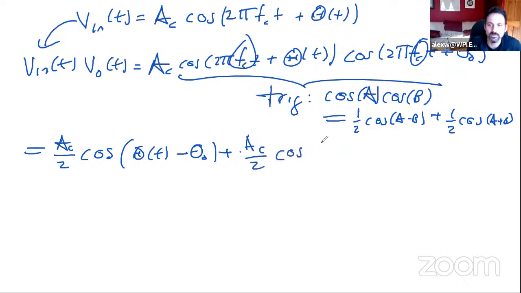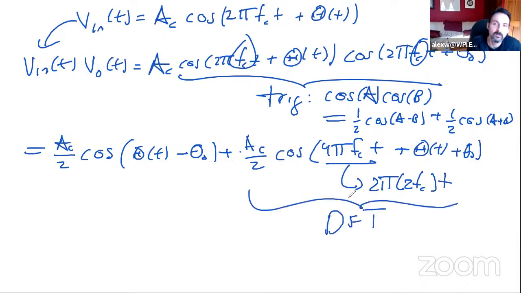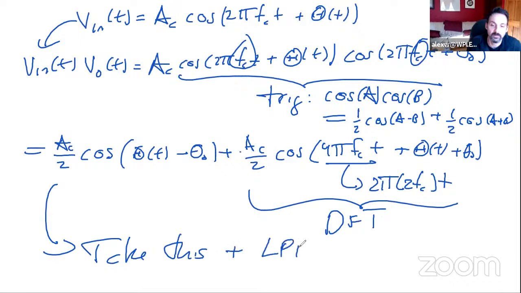And then the second one is going to be cos 4 pi t. This is already looking good. Plus theta t plus theta naught. This, remember, is equal to 2 pi 2 fc. This is my double frequency term, this whole thing. Double frequency term. And like the process indicates, take this and LPF it.